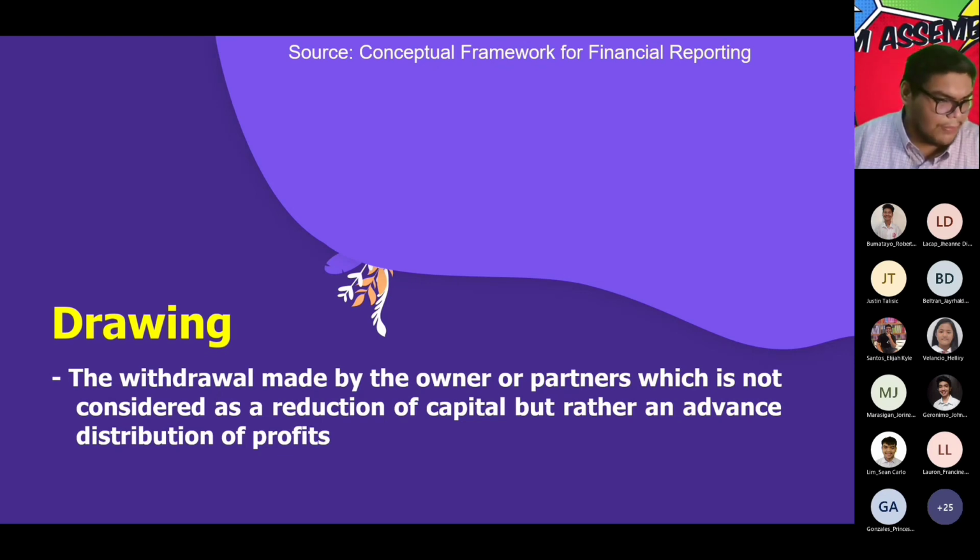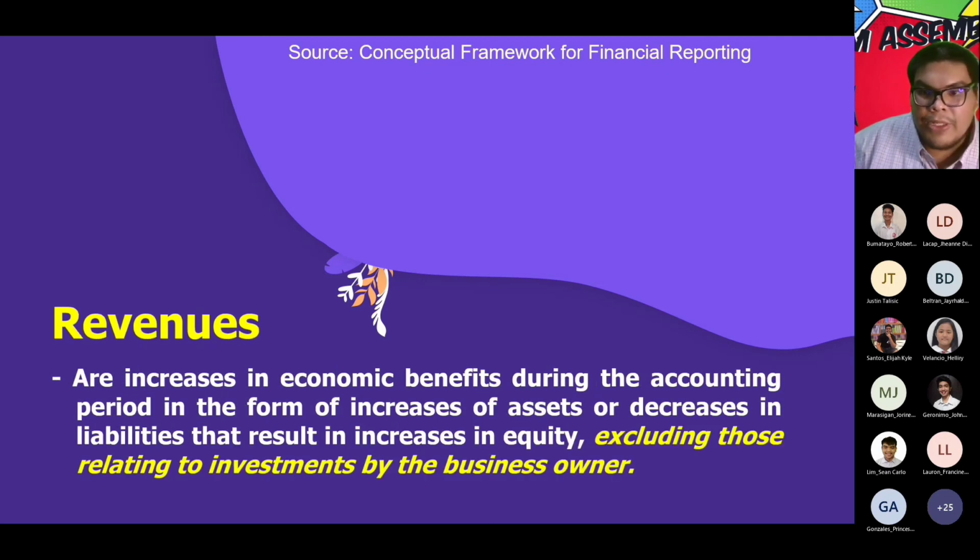Forgot the Tagalog. Mamaya na yung mga yan. Okay? Revenues. Mga bonus points na lang to. May nagtaas na ng kamay. Wait lang ha. Yes, ikaw na?